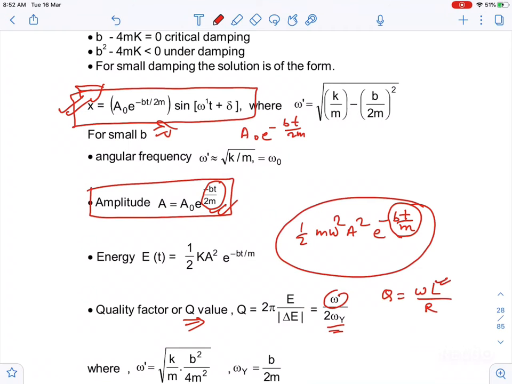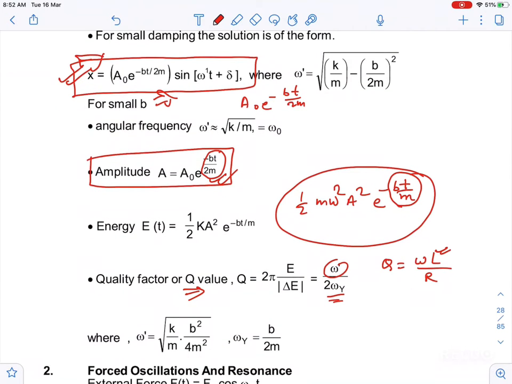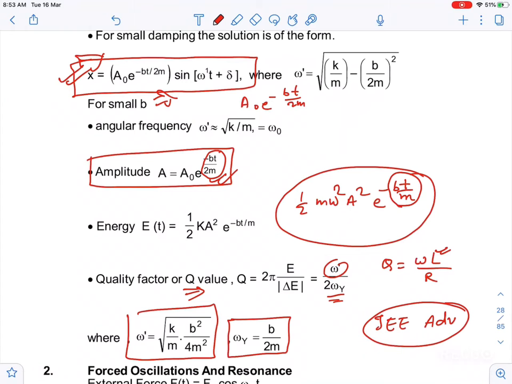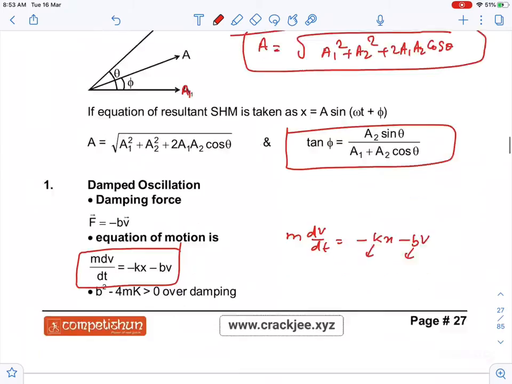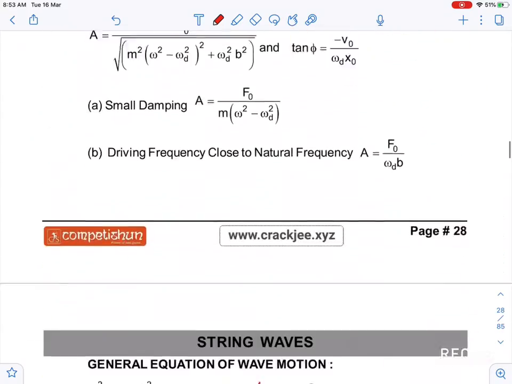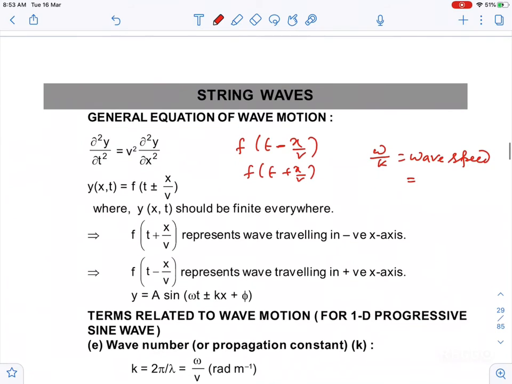See, they have written omega dash and omega y. So what is omega y? In case of damping, omega y is equal to b by 2m, and omega dash is equal to the square root of k by m minus b square by 4m square. Guys, let me tell you, this is not important for JEE Mains. This is the JEE Advanced portion. In JEE Advanced they have asked some questions on damped oscillation. So you should not bother about it for JEE Mains; you should just see up to the earlier point for JEE Mains, but for JEE Advanced you can keep these things in mind also.